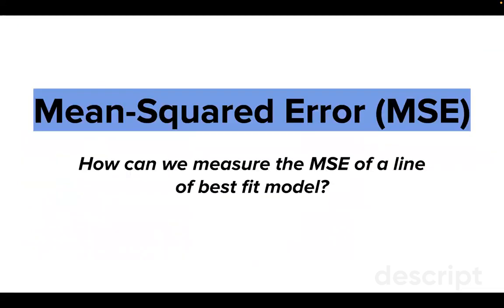So that was an example of how we can measure the mean squared error of a line of best fit model. And hopefully this explains a little bit more about how we use error to measure the success of a mathematical model in AI.